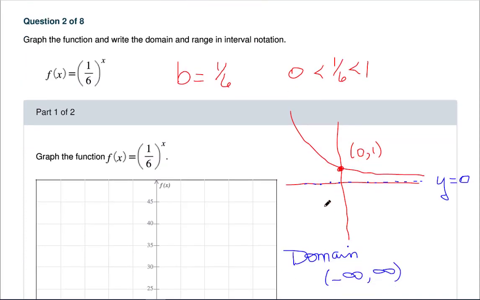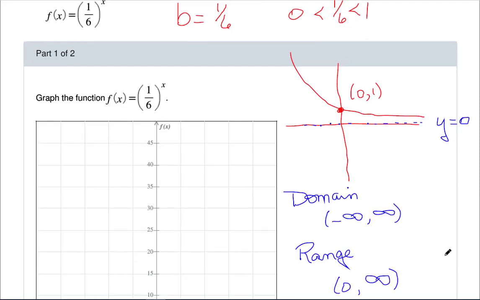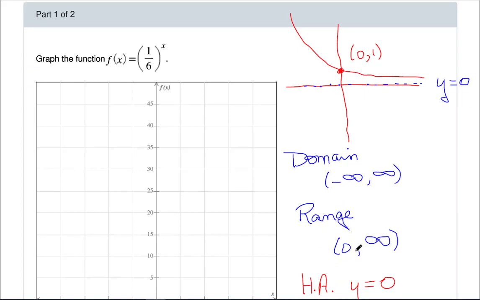Alright, question 2. We have 1/6 to the x. So b is a sixth. That means the particular b is a number between 0 and 1. So it's flipped around. Still crosses at 0, 1, levels off to the x-axis, which is y equals 0. Domain is all real numbers. Range is the same because this is not shifted anywhere, so 0 on up. Horizontal asymptote again is y equals 0.